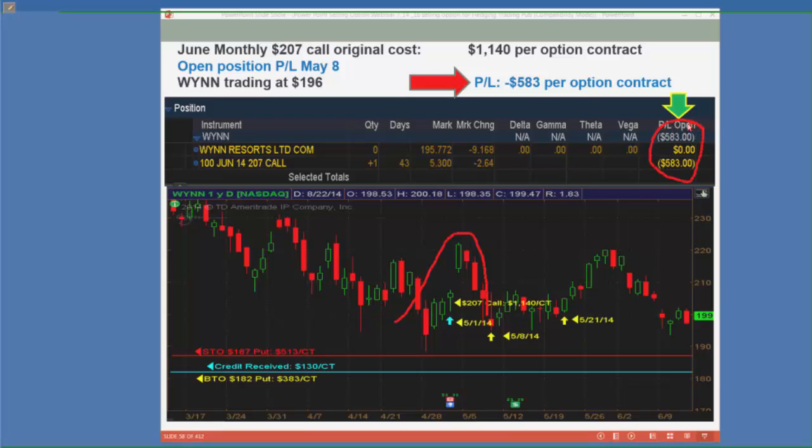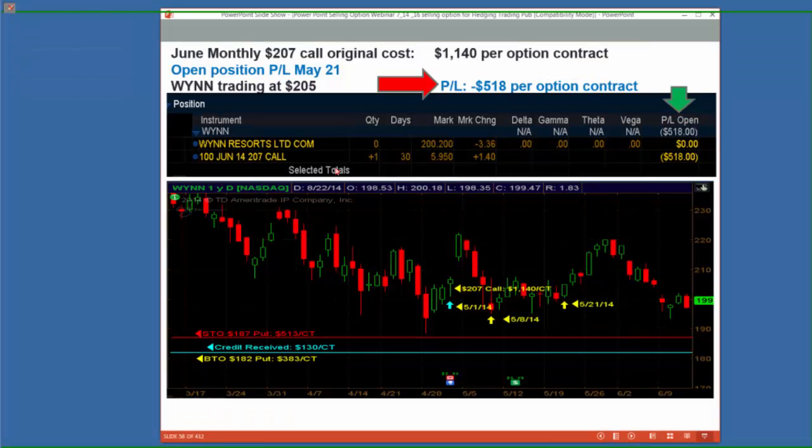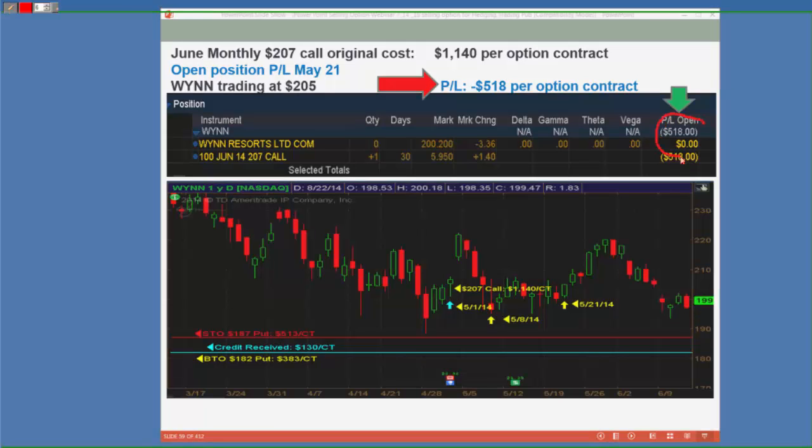It was trading at 196. When you put it on, it was trading at the money, and now he's down $583. Now, on the 21st of May, John sees that the market's gone back up to 205. It's only $2 below where it was originally. So John opens up his P&L, and he's still down $518. So not much better, and the market's come back up to only $2 below where he actually set the trade up.